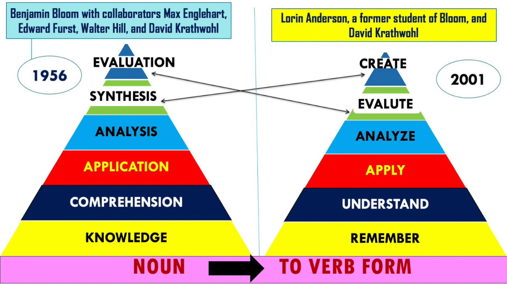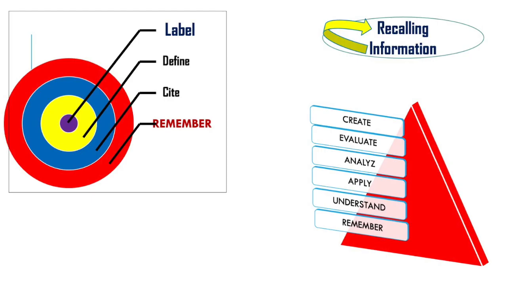The revised taxonomy focuses on 6 levels: remember, understand, apply, analyze, evaluate, and create. Bloom's action verbs are also used when developing learning outcomes. Here is a breakdown of each tier in the Bloom's taxonomy framework. Remember refers to recalling information from long-term memory, such as recalling the stages of mitosis. Learning outcome verbs for this level include cite, define, and label.